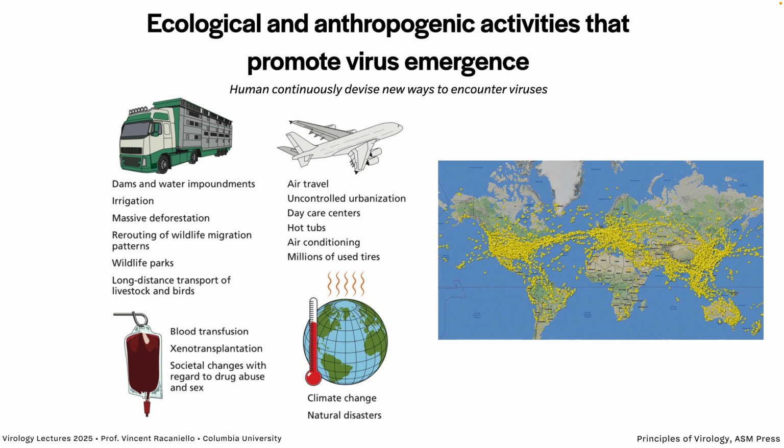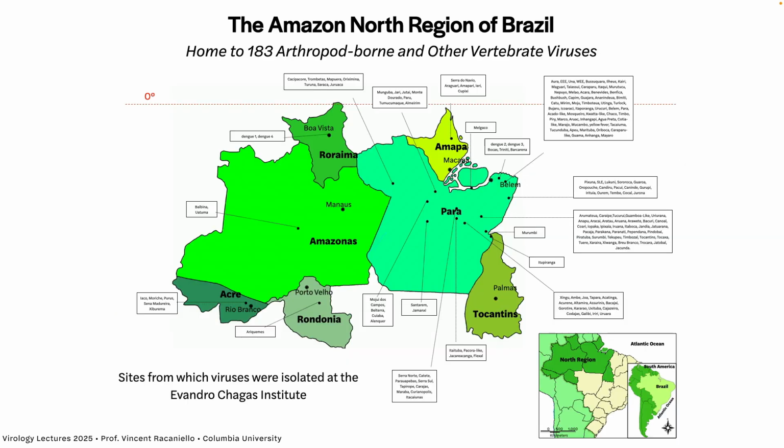Millions of used tires. Remember, these are put on ships and shipped around the world. They're full of water. They have mosquitoes breeding in them. We have a mosquito in the US, Aedes albopictus. It was not here before it was brought here on a container ship with tires on it. It went into Houston. We know exactly when, and now it's spread throughout the US. And of course, climate change, even natural disasters, hurricanes can change wildlife patterns and change virus propagation. So humans do a lot of things to encounter new viruses.